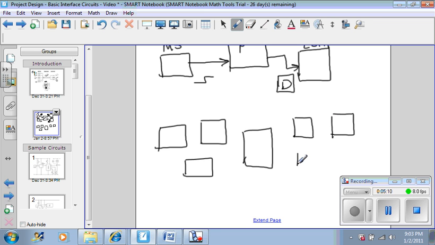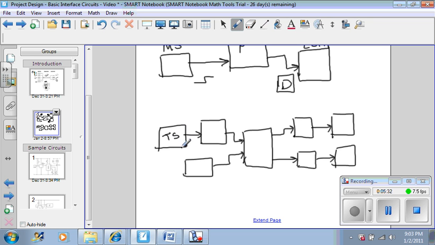Now the next step is to actually build a circuit. We say design a circuit because there are many solutions to this problem. There's more than one type of circuit that can be used to solve this problem.